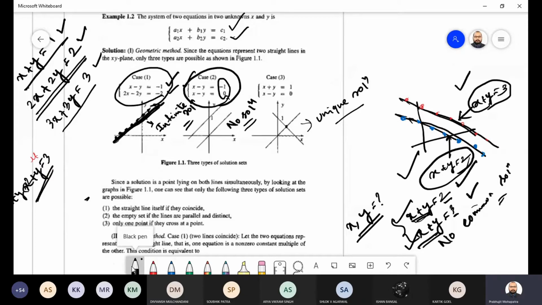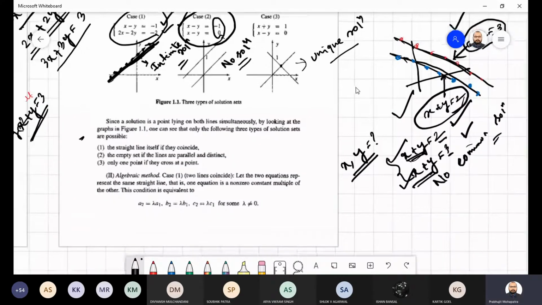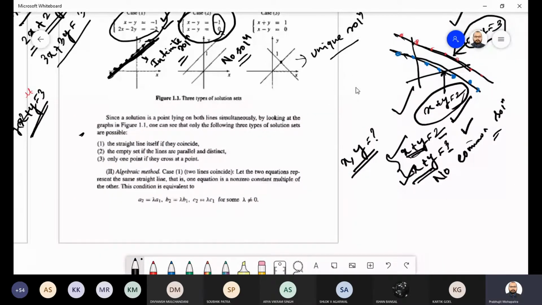The condition should be, as I said, consistent. Consistent means at least one solution. The first and third cases are consistent, and the middle one, no solution, is inconsistent. So these are the three cases. Either they are crossing each other at a single point, or they are parallel, or one is coinciding on the other, meaning both are coinciding with each other.